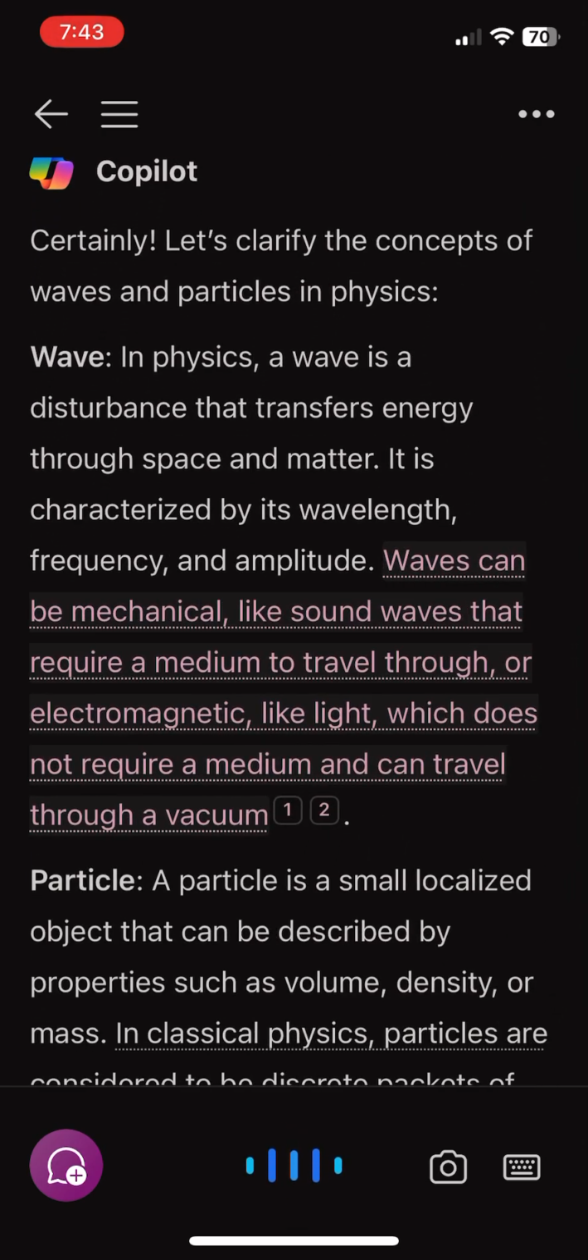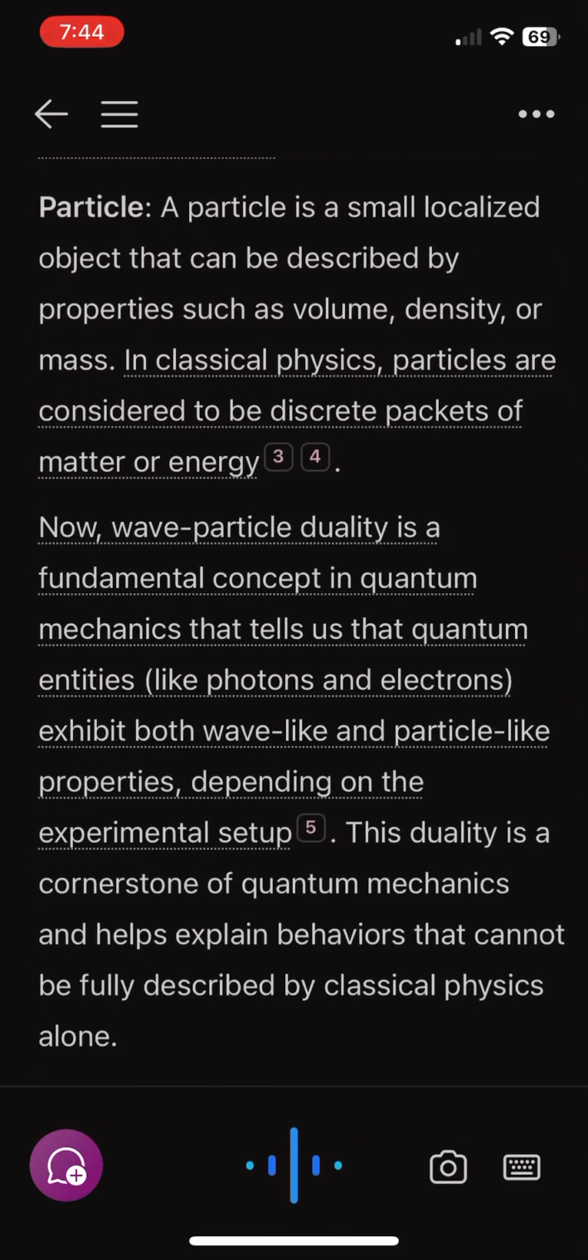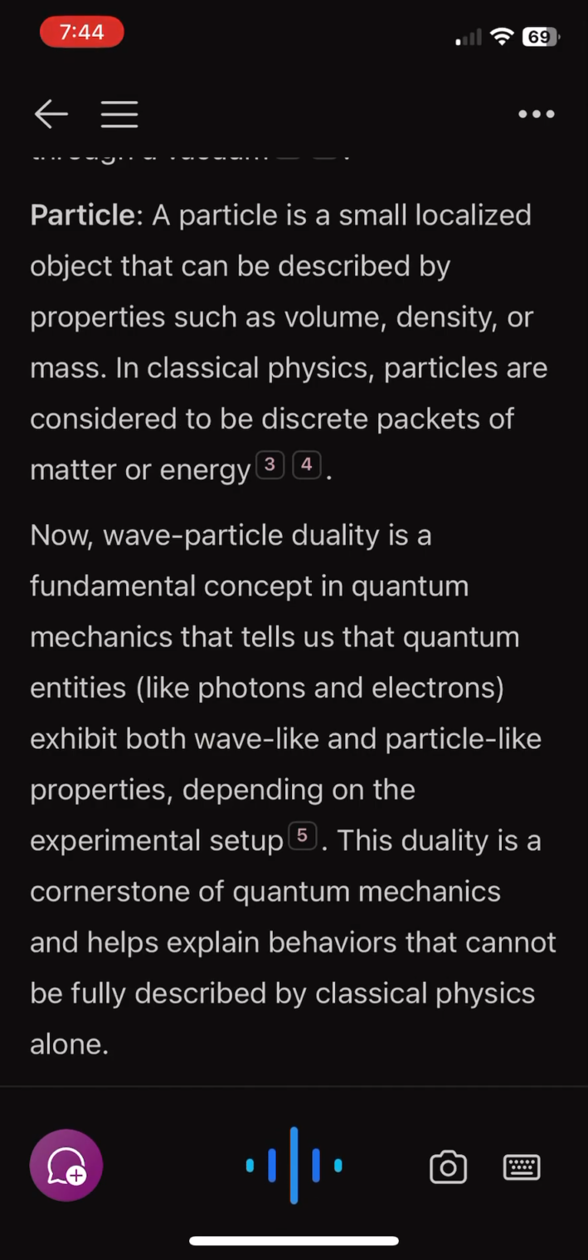Certainly. Let's clarify the concepts of waves and particles in physics. Wave: in physics, a wave is a disturbance that transfers energy through space and matter. It is characterized by its wavelength, frequency, and amplitude. Waves can be mechanical, like sound waves that require a medium to travel through, or electromagnetic, like light, which does not require a medium and can travel through a vacuum. Particle: a particle is a small localized object that can be described by properties such as volume, density, or mass. In classical physics, particles are considered to be discrete packets of matter or energy.